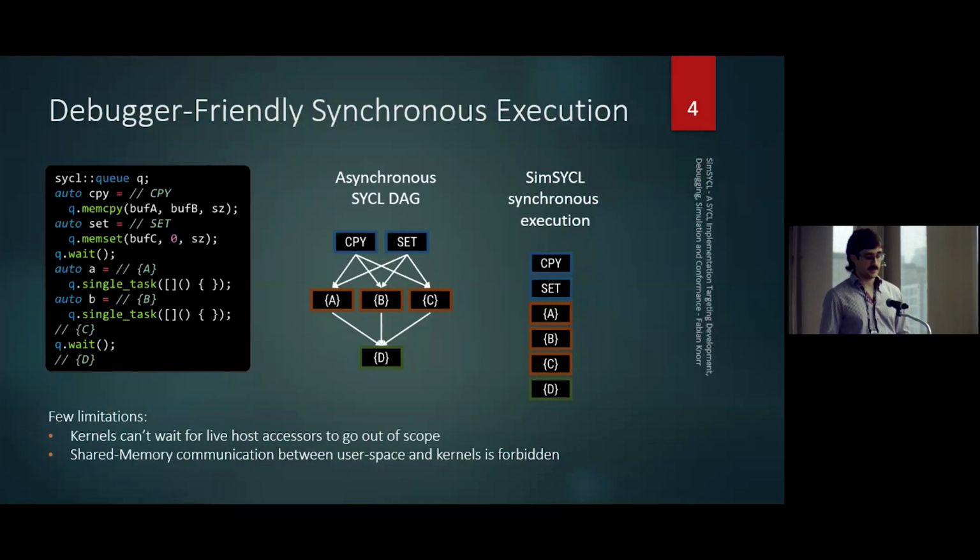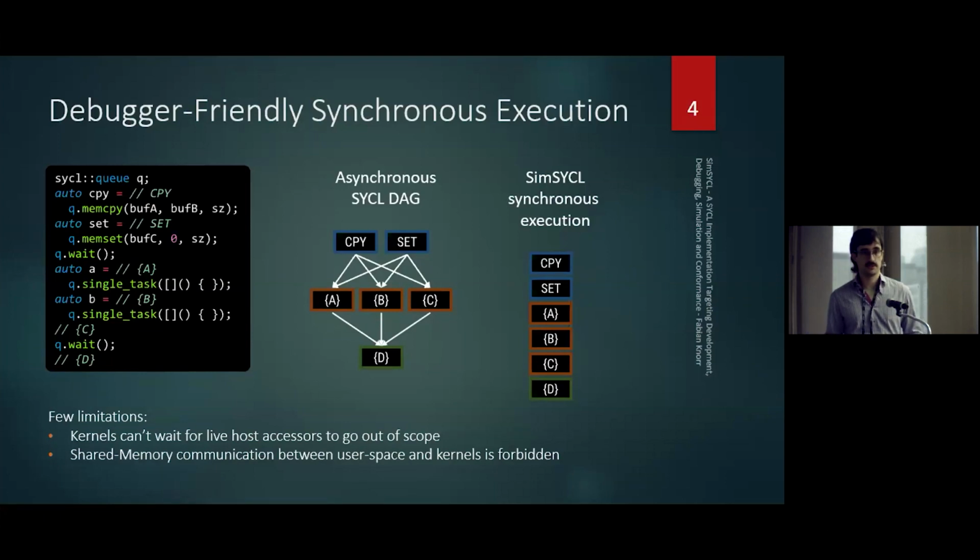So if you take a look at the program on the left, we perform a couple of memory operations and kernel launches, and the execution graph, the DAG that results from this, you can see in the middle, which basically tells us that the copy and set operations can run in parallel, and also the kernels A through C can be launched in parallel, and then kernel D depends on the rest.